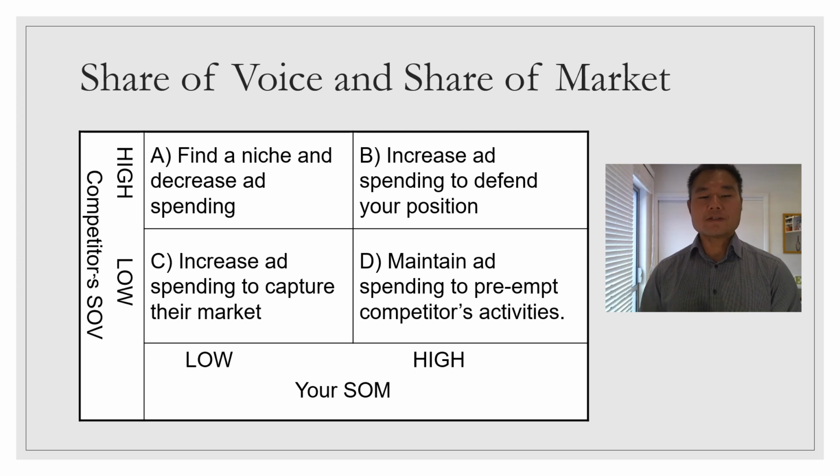And the final quadrant is D, maintain your ad spending to preempt competitors' activities. So this occurs when you're the dominant market force, you've got high share of market, and you've got these, I guess, smaller companies that are biting at your heels, right? And so they could capture some of your market if you don't maintain your ad spending, because you have to flip it around in your head, and if you were them, then your marketing manager might be advising you to spend more money to try and capture some of the market share of the dominant business, which in this case, in quadrant D, you're the dominant business, right?